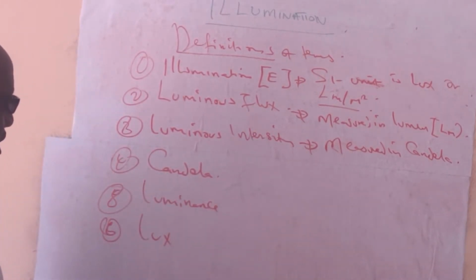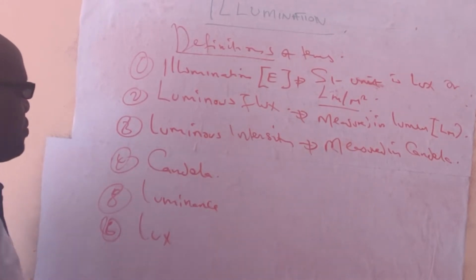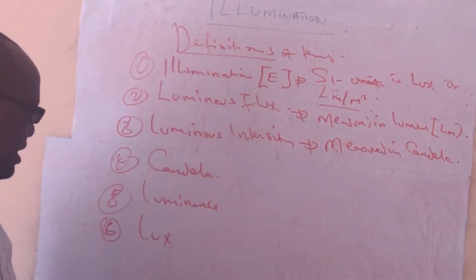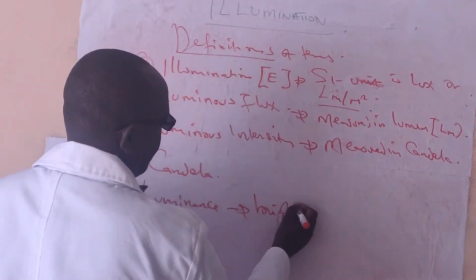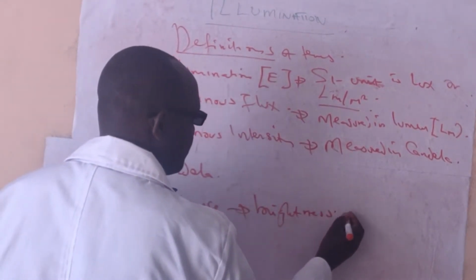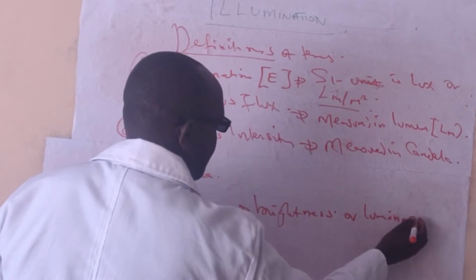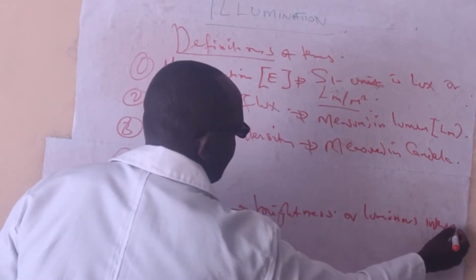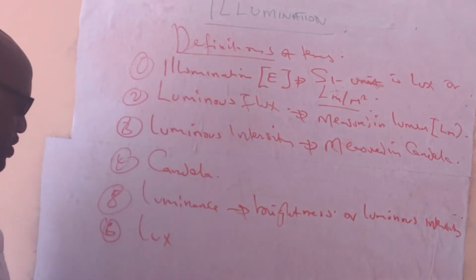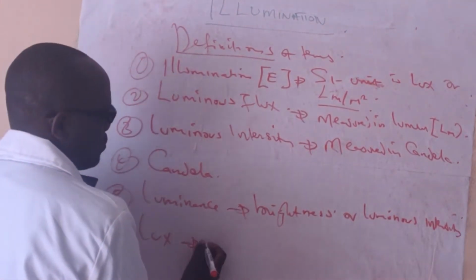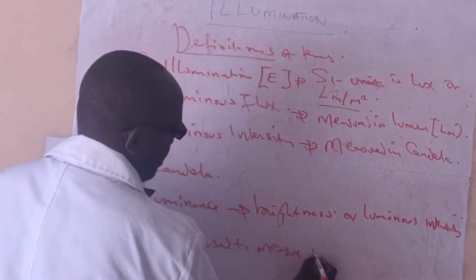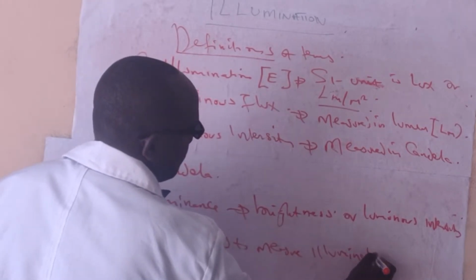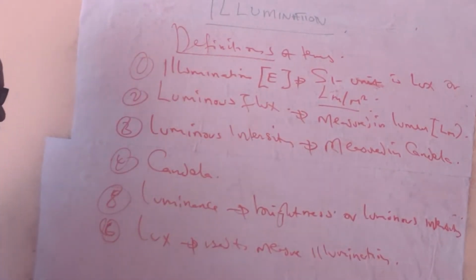And then we have the candela, which is used to measure the luminous intensity. Then we have the luminance, which is the brightness. And lux is used to measure illumination.